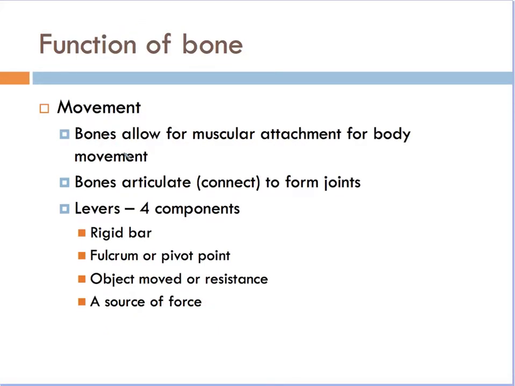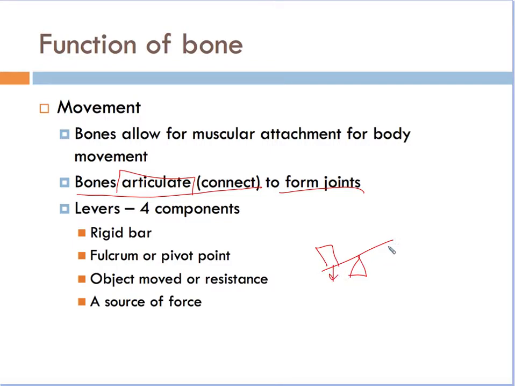In terms of movement, bones allow for muscular attachment and allow us to move. Bones articulate, or connect, to form joints. This is where articular cartilage comes in, as they articulate. And they form what we know as levers. There are 4 components to a lever. So let's look at a teeter-totter, which is a very good example.